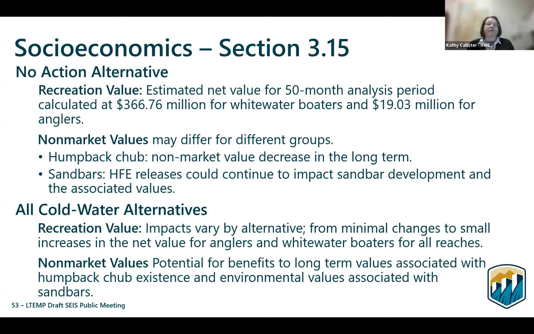Under all the cold water alternatives, for recreation value, impacts will vary by alternative, from minimal changes to small increases in the net value for anglers and whitewater boaters in all reaches. For the non-market values, there's the potential for benefits to long-term values associated with humpback chub existence, and there are environmental values associated with the sandbars.